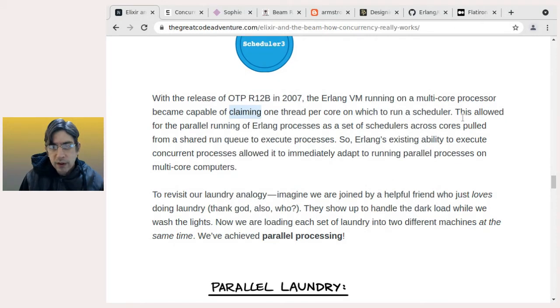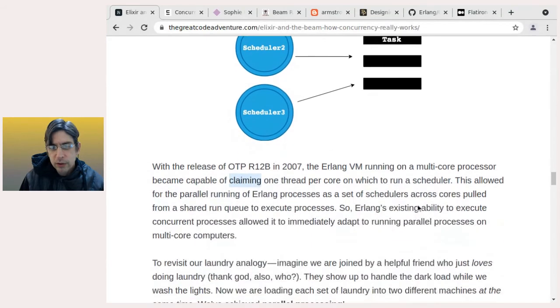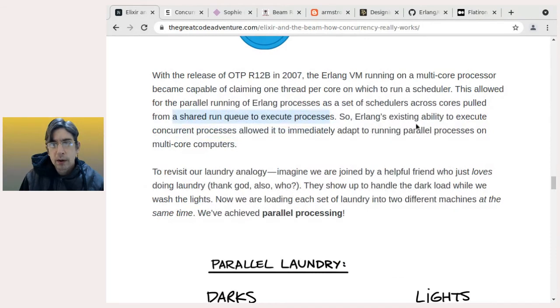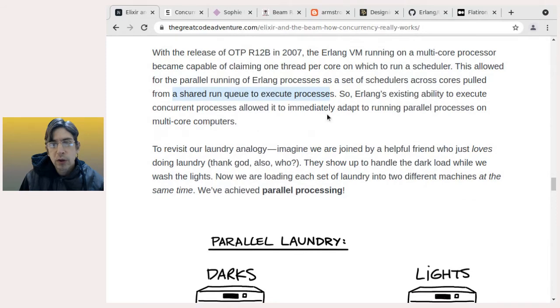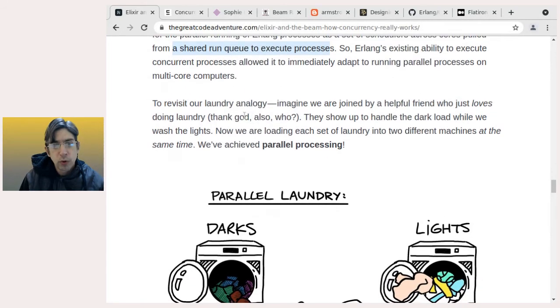So Erlang's existing ability to execute concurrent processes allowed parallel running, because each task could be running in one scheduler here, one here, and another in scheduler 3, as a set of schedulers across cores pulled from a shared run queue. It allowed Erlang to immediately adapt to running parallel processes on multi-core computers.